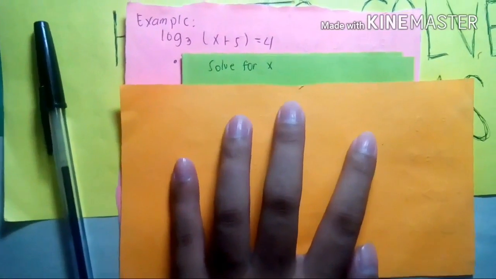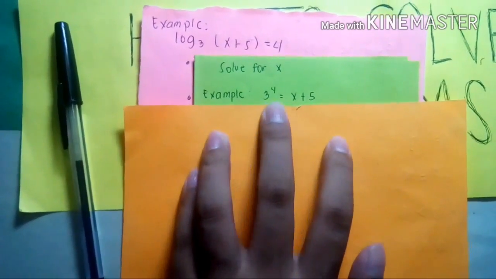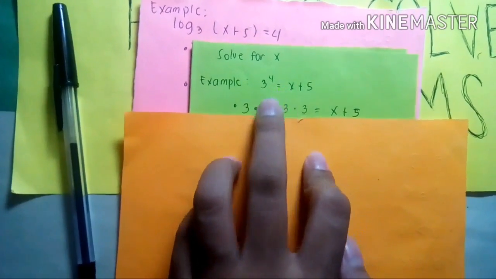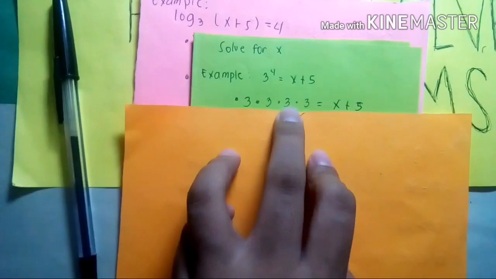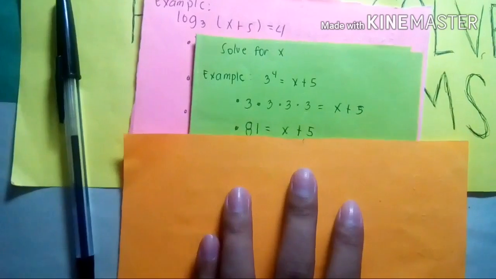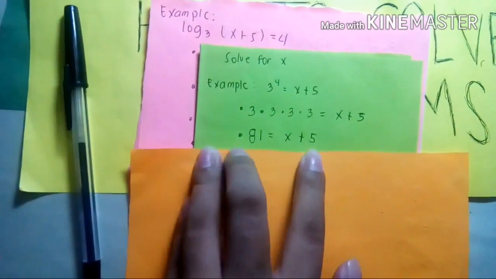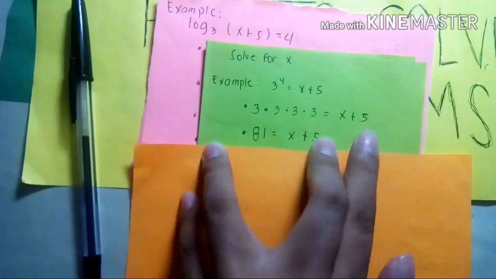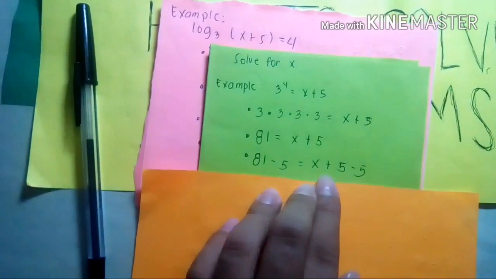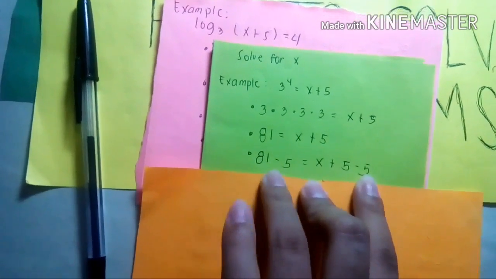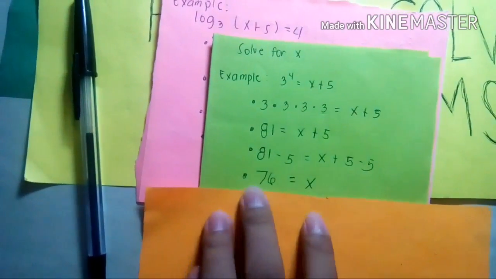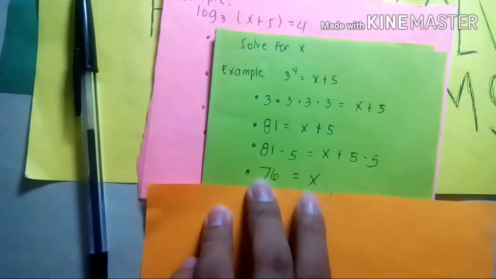And after that, let's solve for x. 3 raised to 4 equals x plus 5. 3 raised to 4 is also written as 3 times 3 times 3 times 3 equals x plus 5. If we multiply all this, the answer will be 81 equals x plus 5. To isolate x, we subtract 5 from both sides. Then cancel this, and 81 minus 5 is equal to 76. So, x will be 76.